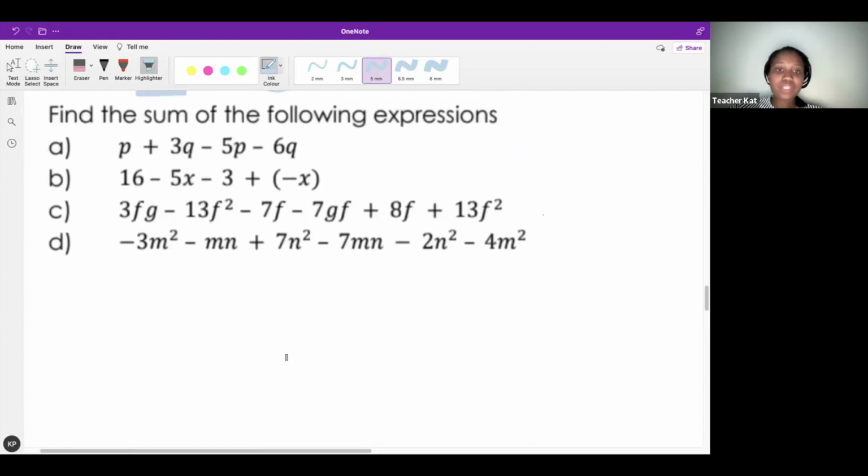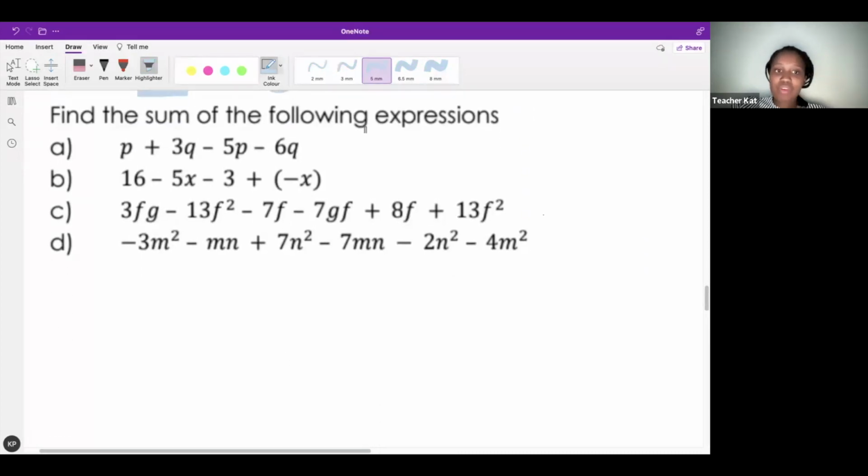Okay. Now, let's find the sum of the following expressions, which means step A is we're going to have to find like terms. Letter A, which ones are like terms? Remember, same variable. We don't have exponents in this case. Nice. p, and it's negative 5p. You guys must be careful. And then 3q and negative 6q.